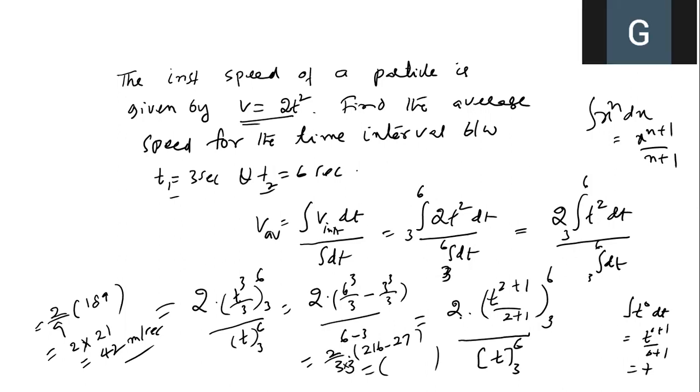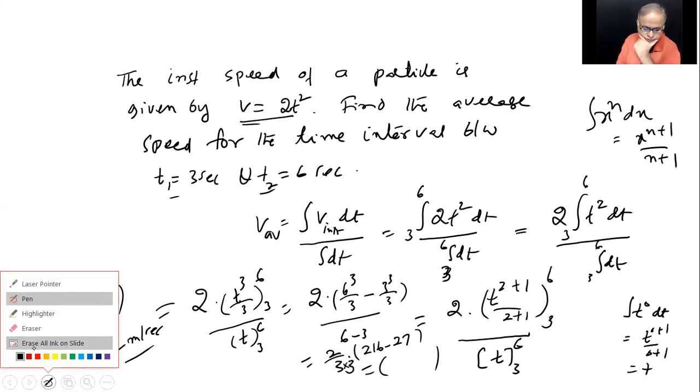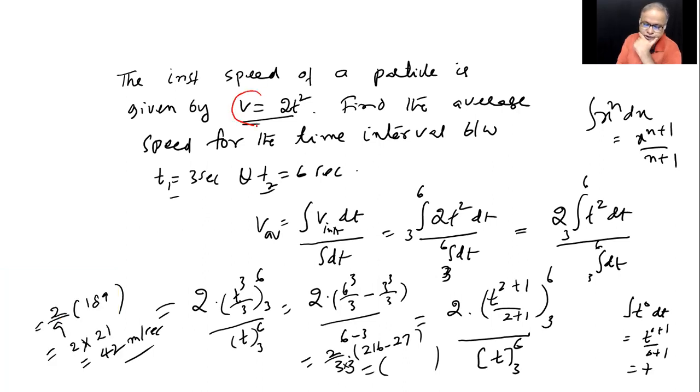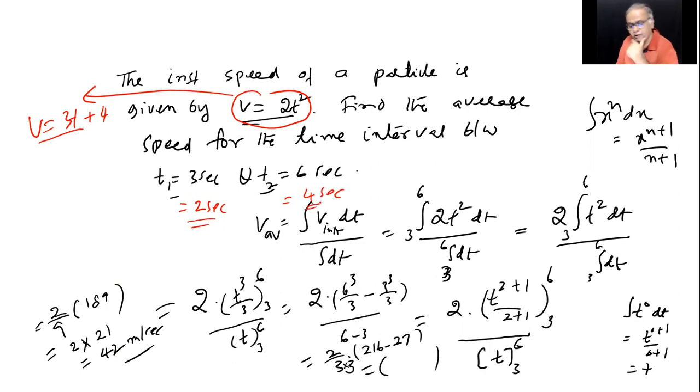For you to feel comfortable, I'll give another question. You try it on your own. Here, I'll just change the things. In the place of V equals 2T square, I'll give another easier one for you. V equals 3T plus 4. And these times I'll give here 2 seconds and here 4 seconds. So just see how you get it.